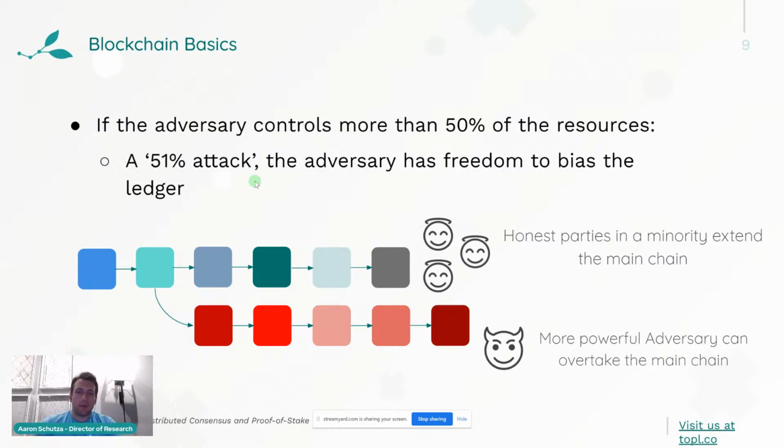Even though in reality this doesn't always require more than 51% of the resources, the name stuck, and the adversary, once they launch this form of attack, they dominate the network. They have the freedom to bias the ledger.